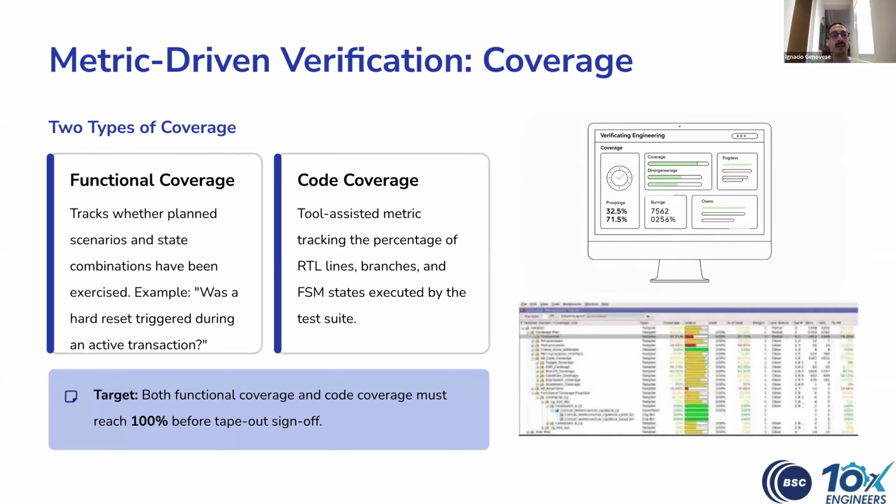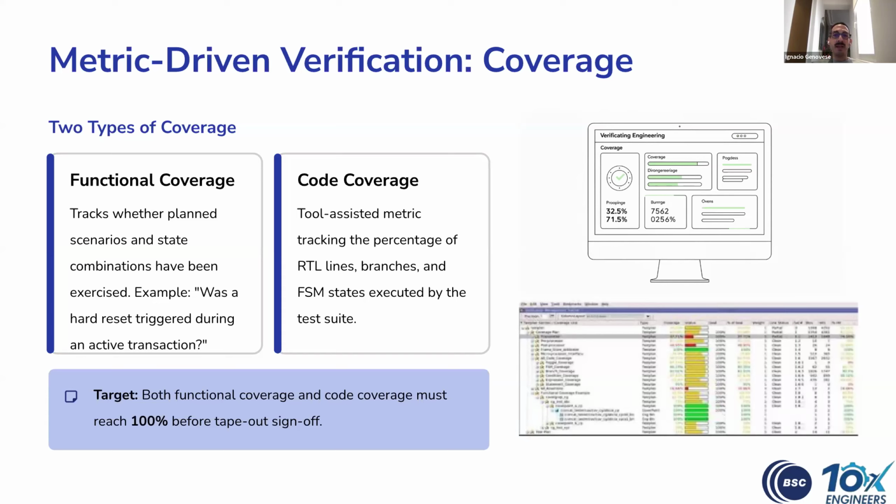And another metric that is essential for metric-driven verification is coverage. We have two types of coverage. Code coverage, which is automatically gathered by the tool that we are using, measures which lines of the RTL code, which branches, which state machines were exercised, and it answers the question of whether the simulation actually ran all of the code that we wrote for the DUT.